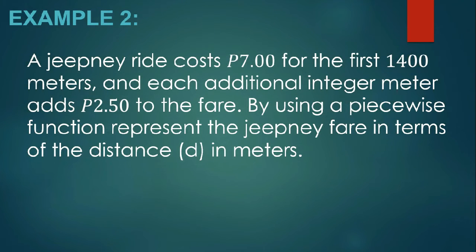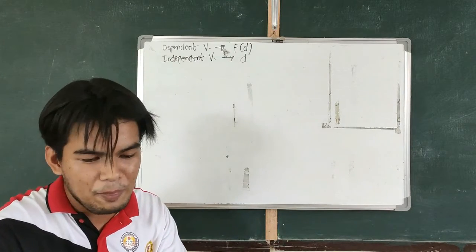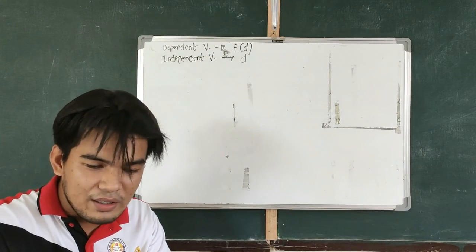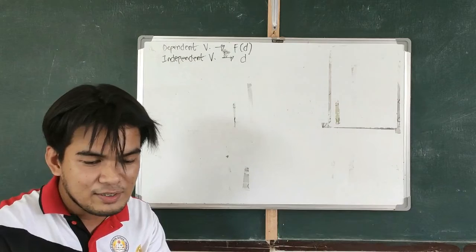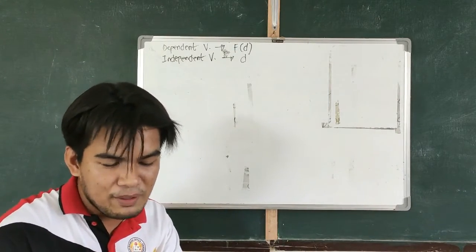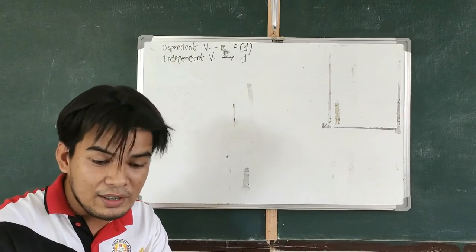A jeepney ride costs 7 pesos for the first 1,400 meters, and each additional integer meter adds 2 pesos and 50 centavos to the fare. By using a piecewise function, represent the jeepney fare in terms of the distance d in meters. For the solution, watch this video. So for our second problem, a jeepney ride costs 7 pesos for the first 1,400 meters, and each additional integer meter adds 2 pesos and 50 centavos to the fare. By using a piecewise function, represent jeepney fare in terms of the distance d in meters.